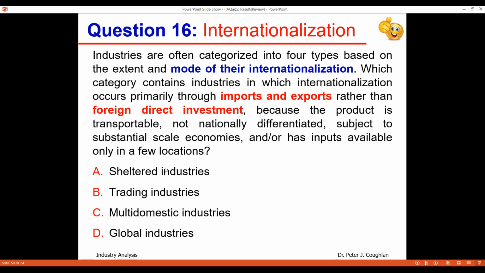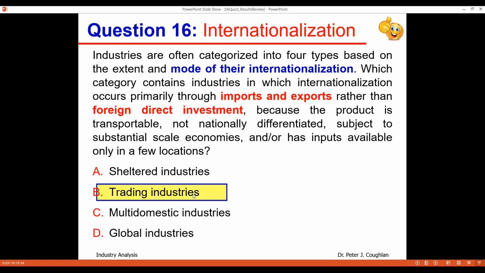These are not sheltered industries. Sheltered industries are ones where you have neither high foreign direct investment nor big imports and exports. Not multi-domestic. Multi-domestic is where you have heavy foreign direct investment, but you don't trade across borders. Instead, you open up operations in different locations, but you're not trading across borders significantly. Global industries are where you do both: you have both imports and exports and high foreign direct investment.